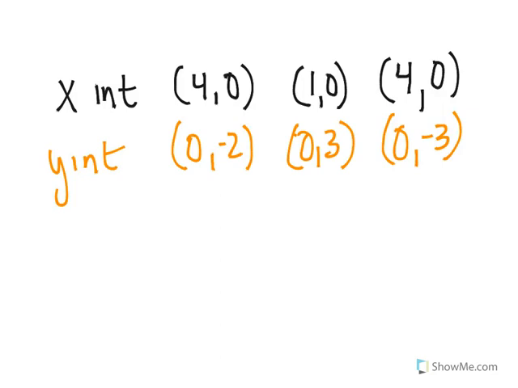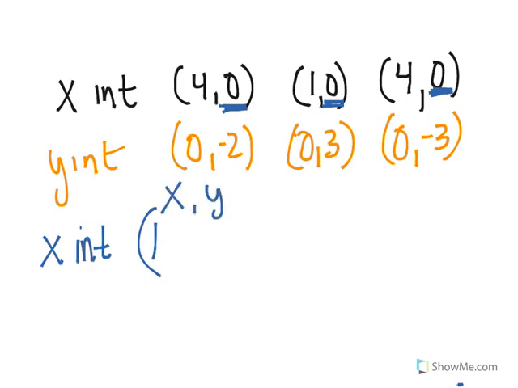So what do you notice that's the same on all the x-intercepts? All the x-intercepts have y equals 0, and that's what's always going to be the case on the x-intercept. When we write it, remember we have (x, y), the x is going to be the one that has the number, and the y is always going to be 0.